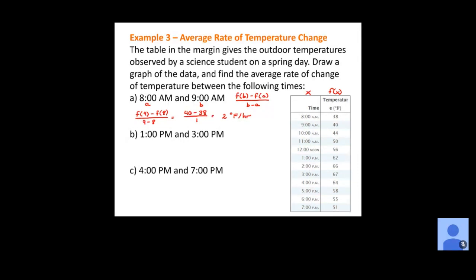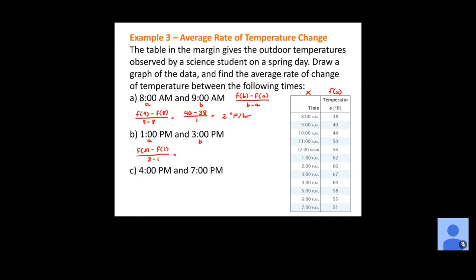All right, let's look at part B. So what's our A value this time? One o'clock, right? So we're going to do 1 as that, and then that means that the B value has to be the 3. Remember, B is always the bigger value. So now when I set this one up, I'm looking at f of 3 minus f of 1 all over 3 minus 1.